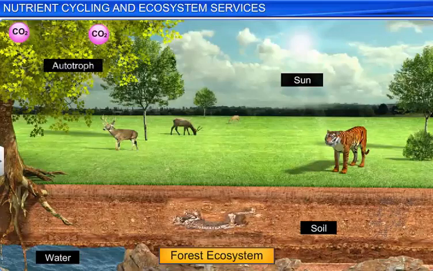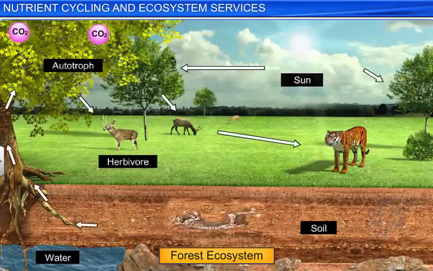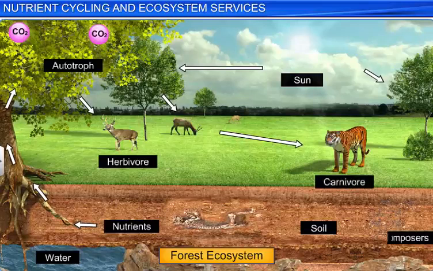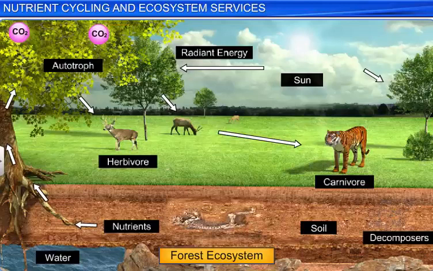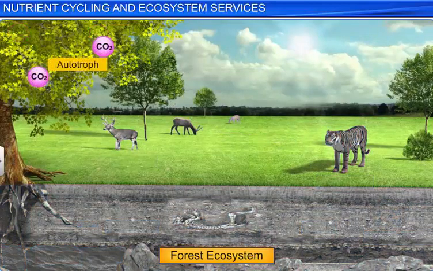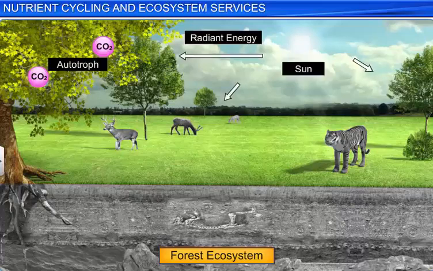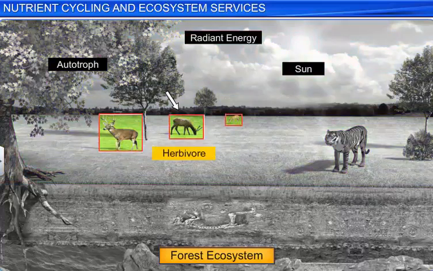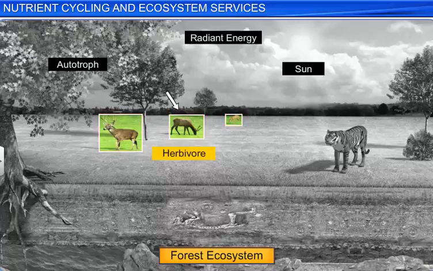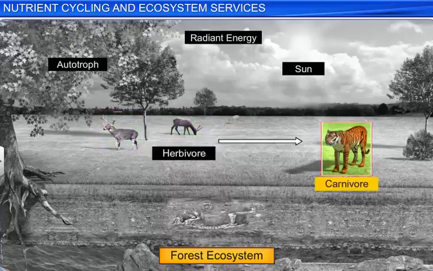Any organic material present on this earth is used and reused again and again. For example, in a forest ecosystem, plants produce organic material or nutrients using the sun's energy, which is passed on to herbivores when they consume plants. The herbivores in turn are consumed by carnivores, and in this process, the organic matter is passed along to various animals.